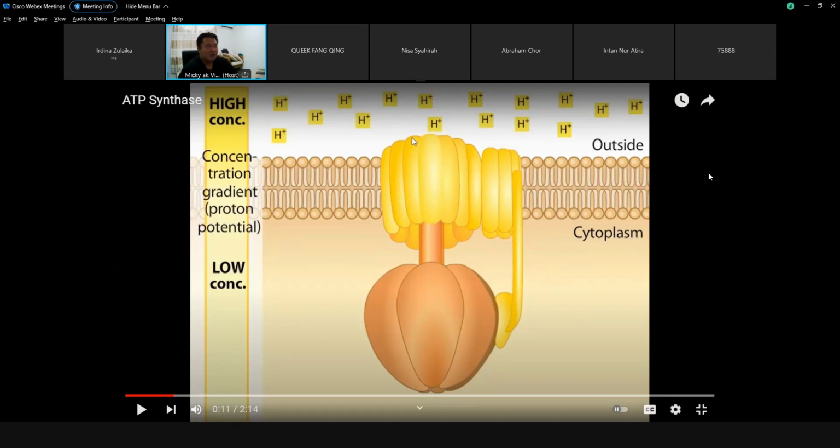Okay, I'll just say a little. So remember, this is the stalk that sits at the membrane. Okay, this is the knob that faces the matrix of the mitochondria. Okay, these are the stator. So this part and this part, they are always turning. This part and the knob, they don't turn.